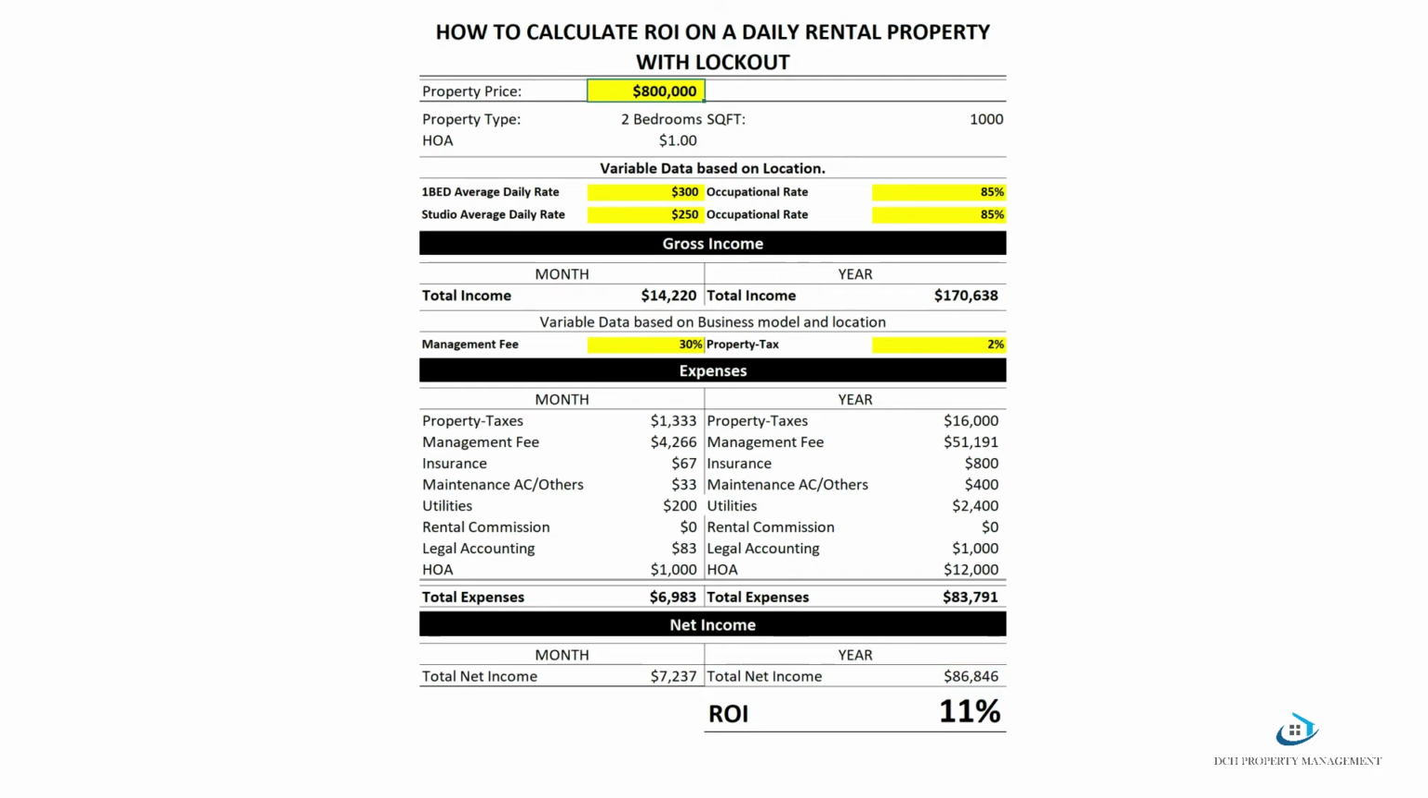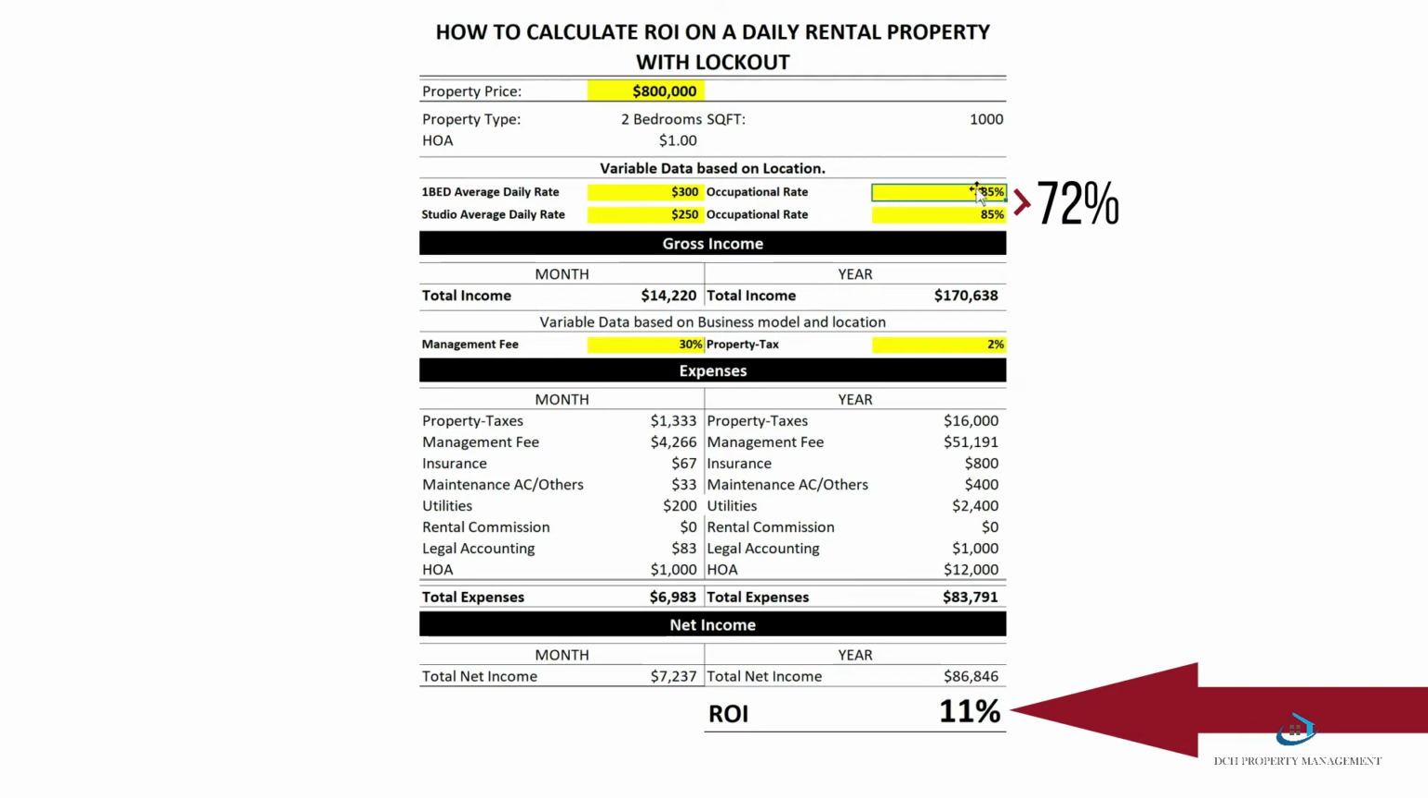We then divide that by the property price to get the actual return on the investment of 11%. Now, let's be a little more conservative looking at a 72% occupancy rate for both properties. You can always do exercises changing them individually, bringing our ROI to 9%. Next, we will view the same scenario with a loan.